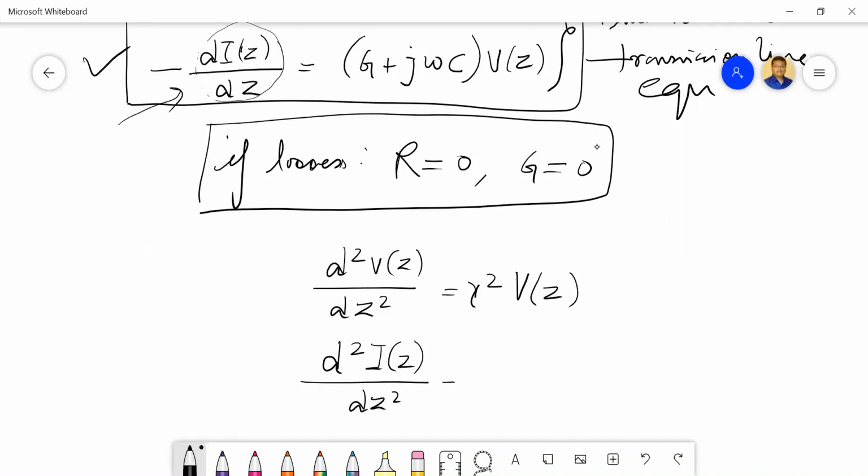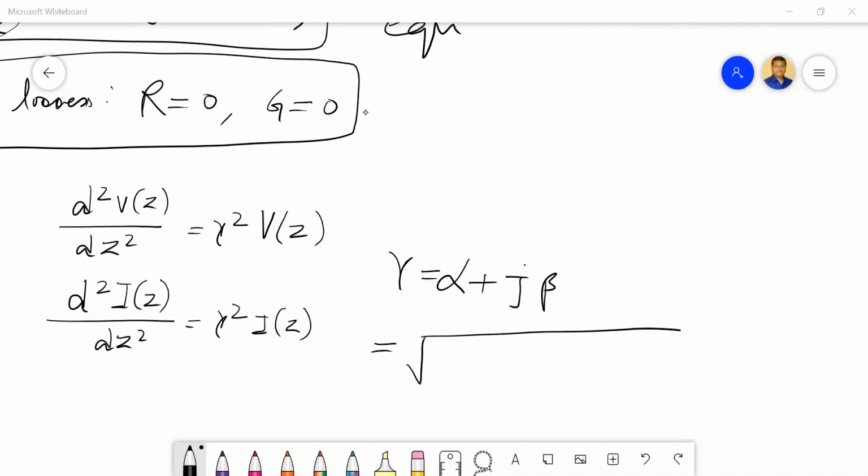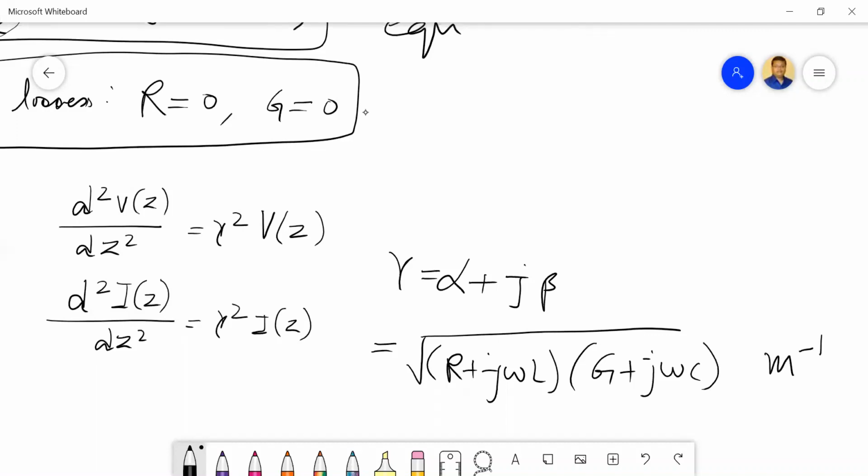Remember these things? What is gamma? Gamma is the propagation constant. Gamma is alpha plus j beta, or the square root of (R plus j omega L)(G plus j omega C). This is the propagation constant, and the unit is per meter.